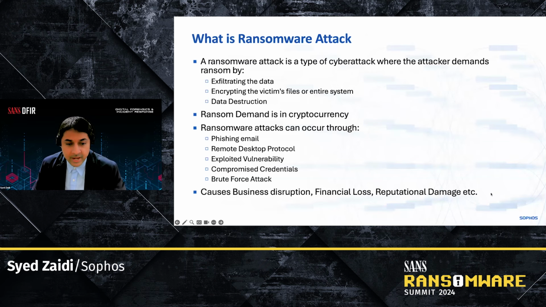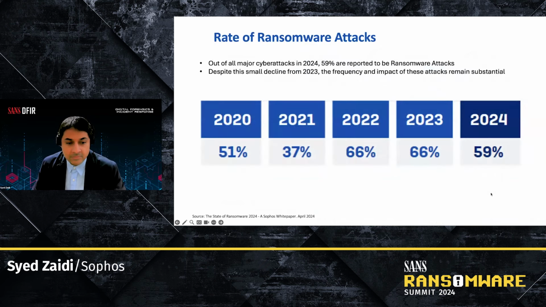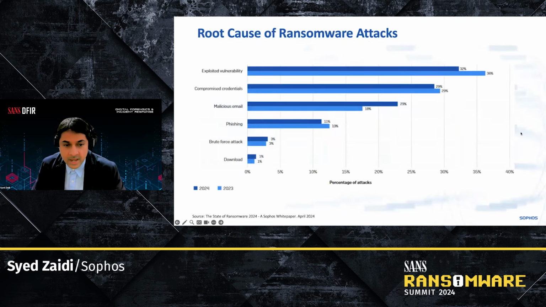So here we can see that out of all the major attacks in 2024, 59% of the attacks are ransomware incidents, which shows that ransomware remains a significant and growing threat. Root causes: no surprises here, the top three are the ones we most care about: exploited vulnerabilities, compromised credentials, and malicious emails.